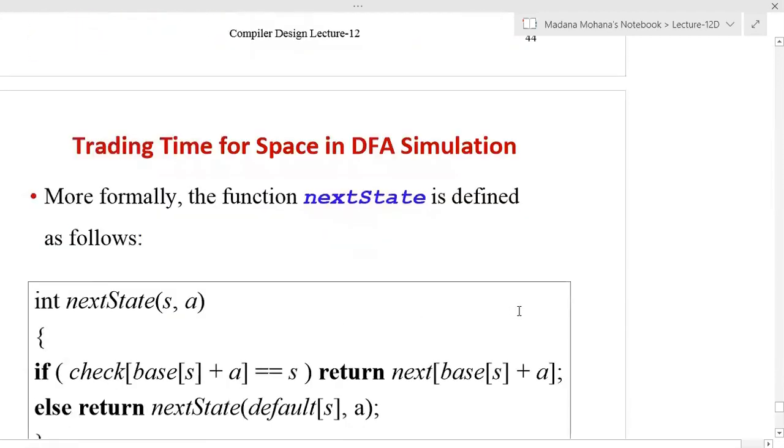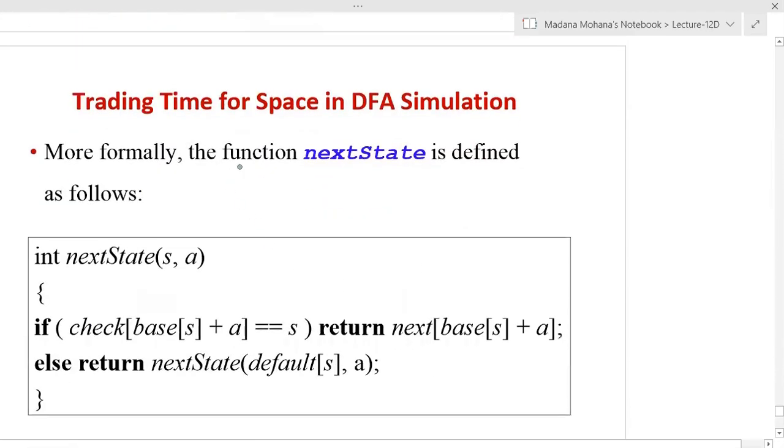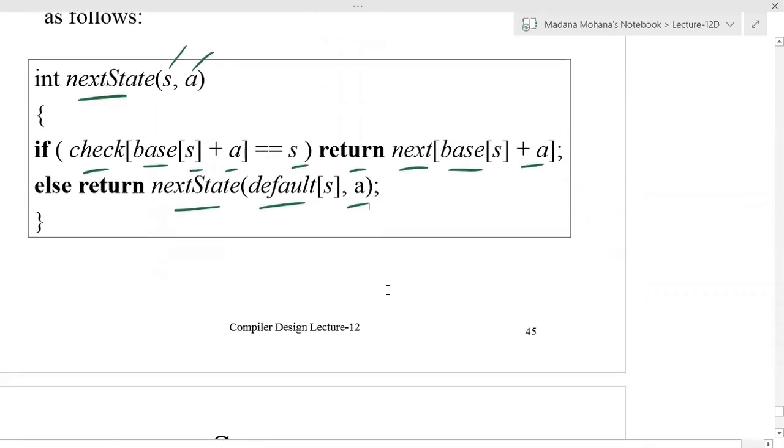Finally, this algorithm is simulated as follows for the function nextState. int nextState(state S, input A): if check of base of S plus A equals S, then it simply returns next of base of S plus A. Otherwise, it returns nextState of default of S, comma input A.